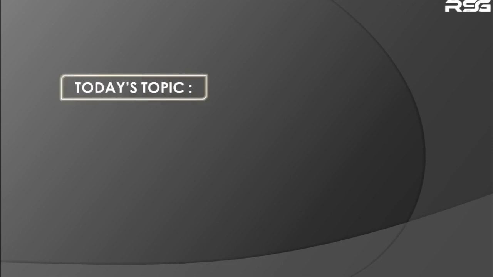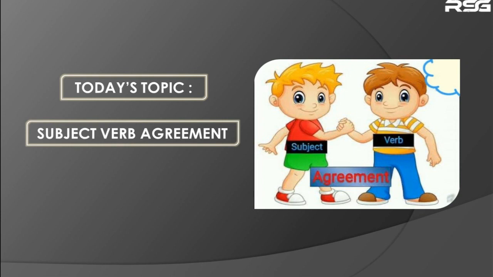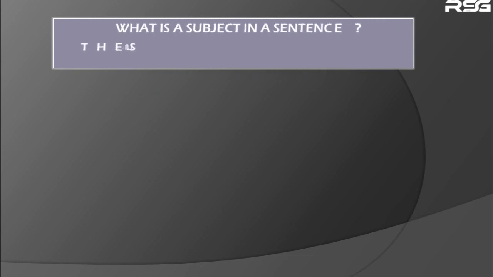Well, in today's class of English language, we shall take up a topic that is subject-verb agreement. In the last video tutorial, I've already explained this lesson, and we've already discussed what subject-verb agreement is. And today, we shall take up some exercises relating to that lesson. But before that, let us try to understand what a subject is and what a verb is in the sentence.